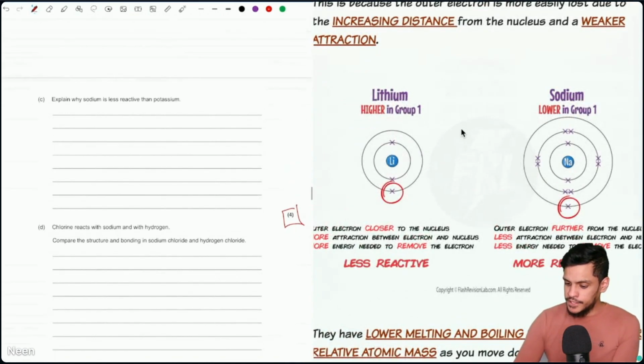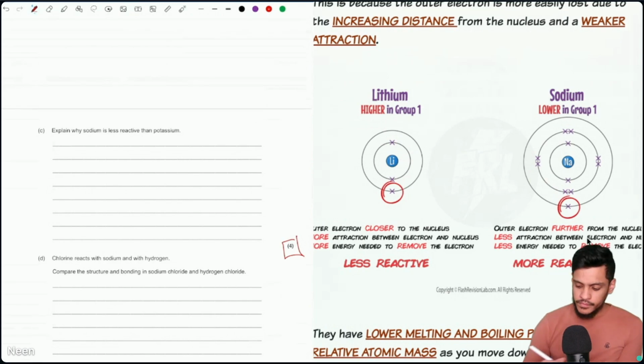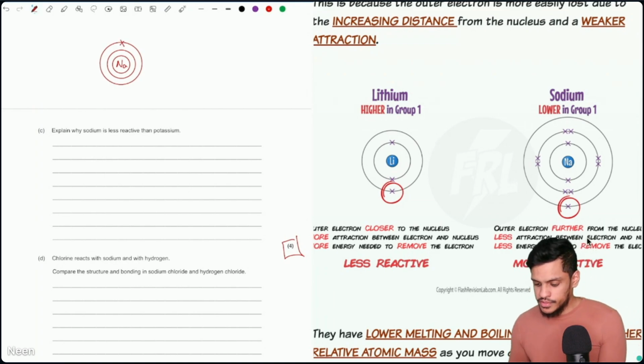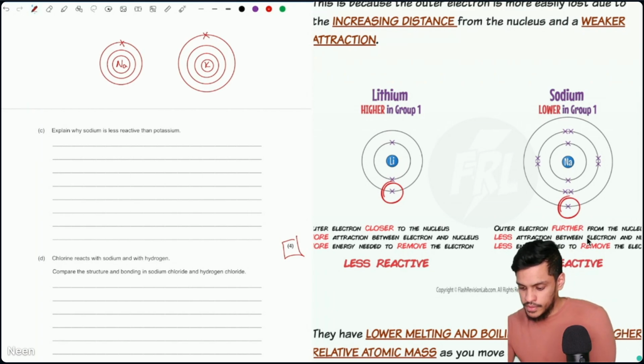Remember earlier I told you that potassium was bigger than sodium. So because it's bigger than sodium, so if we had sodium here, there'll be more electron shells. 3 electron shells. So that outer electron is going to be around here. But for potassium, 1, 2, 3, 4. So for potassium, the electron is going to be all the way out here.